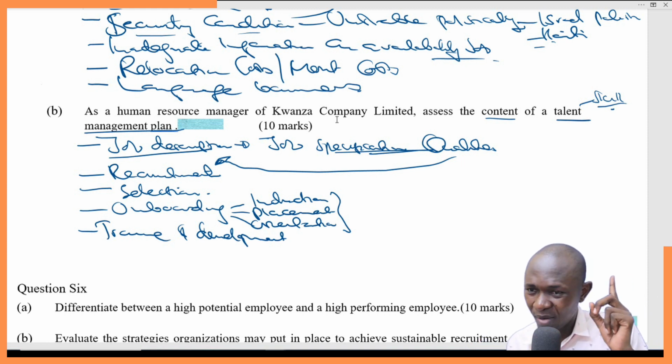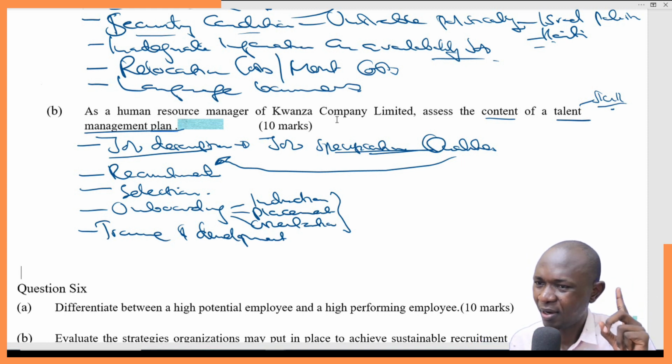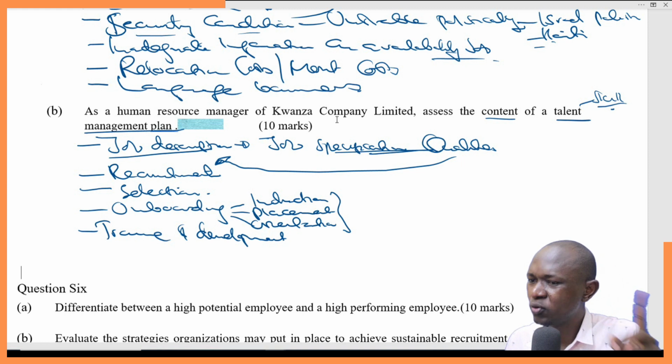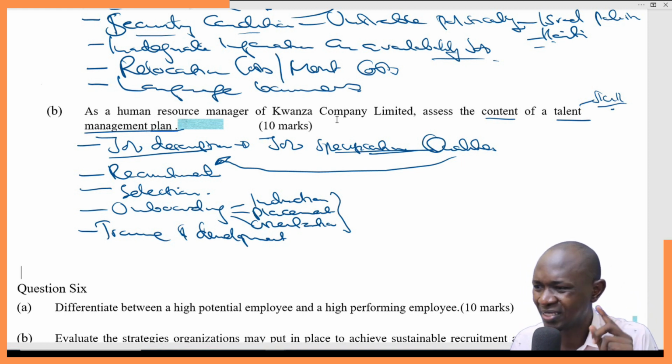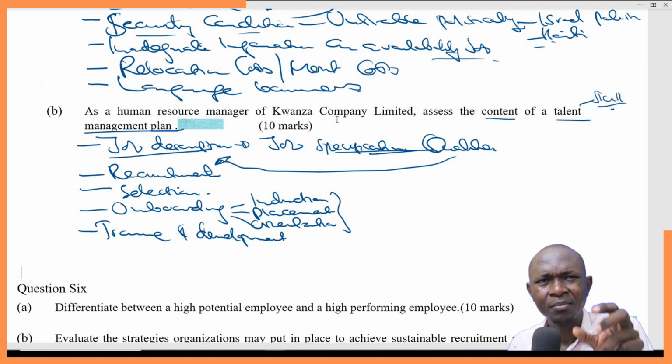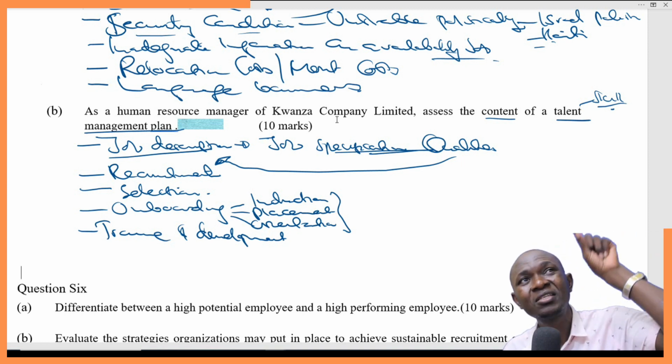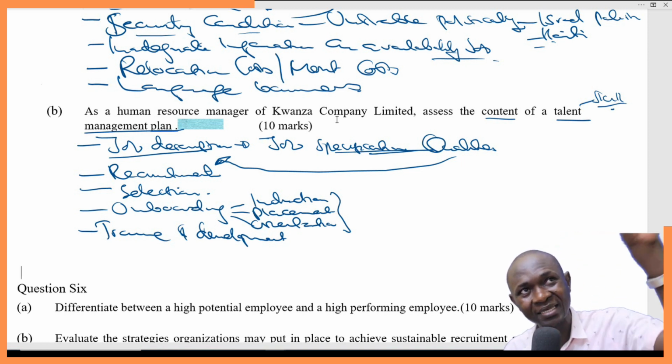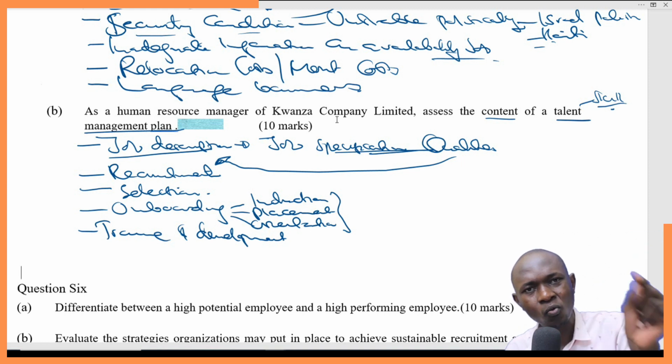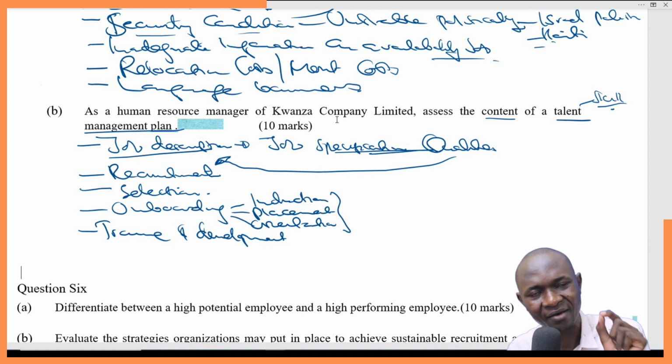And so when we talk about you as a human resource manager who wants to assess the content of a talent management plan, the talent management plan will start all the way before even sourcing. It will start at the planning stage. Who is this person that you want? What characteristics should he have?